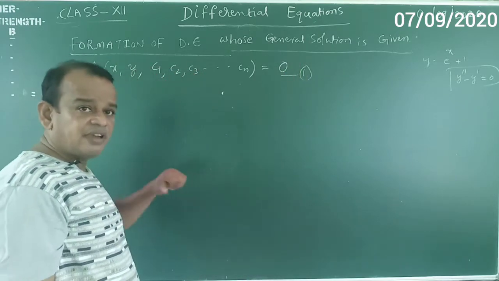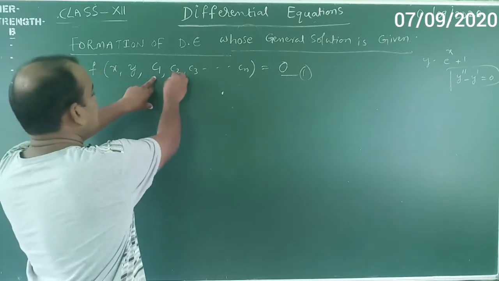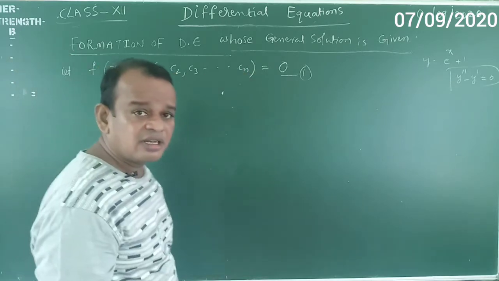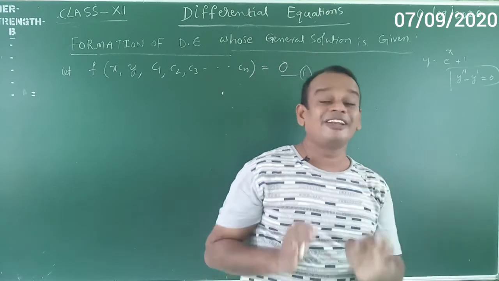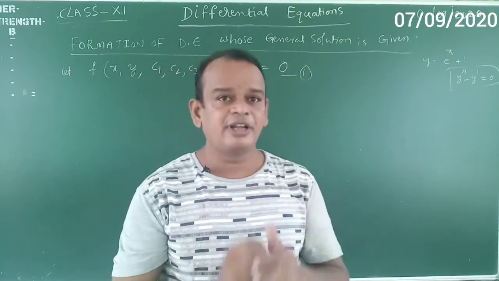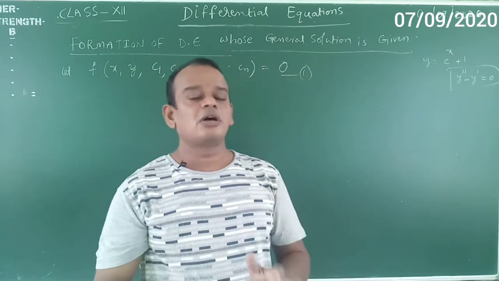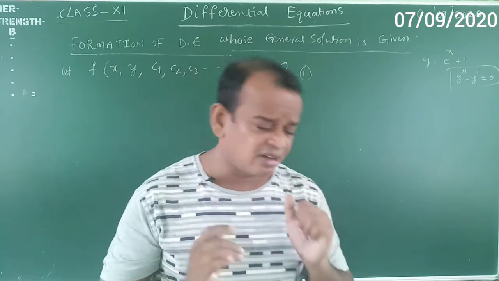Here, other than the independent and dependent variables, how many constants are there? n constants are there. Those are called arbitrary constants. Listen carefully. How many constants are there? n constants are there. Those are called arbitrary constants.